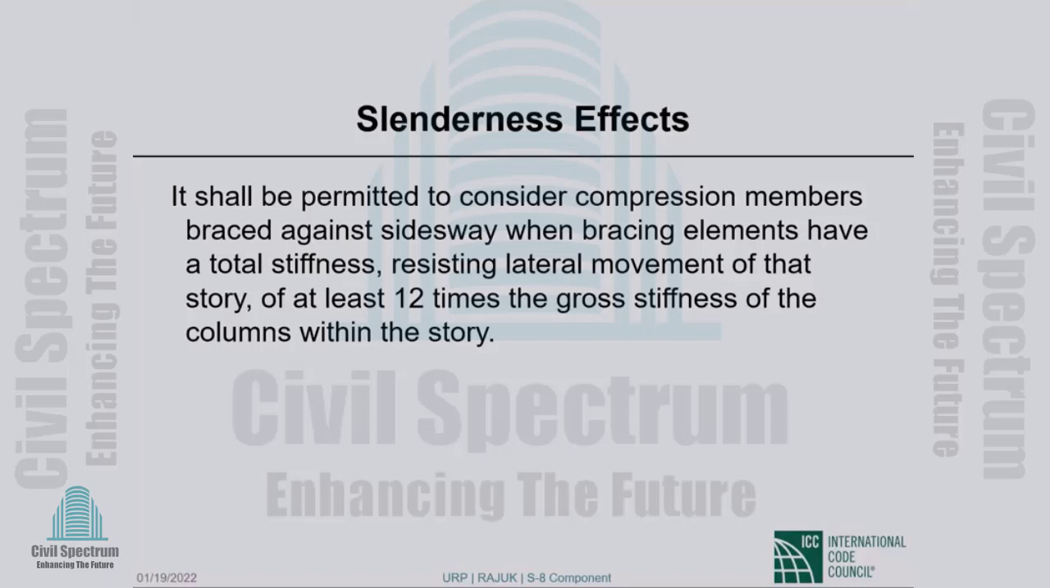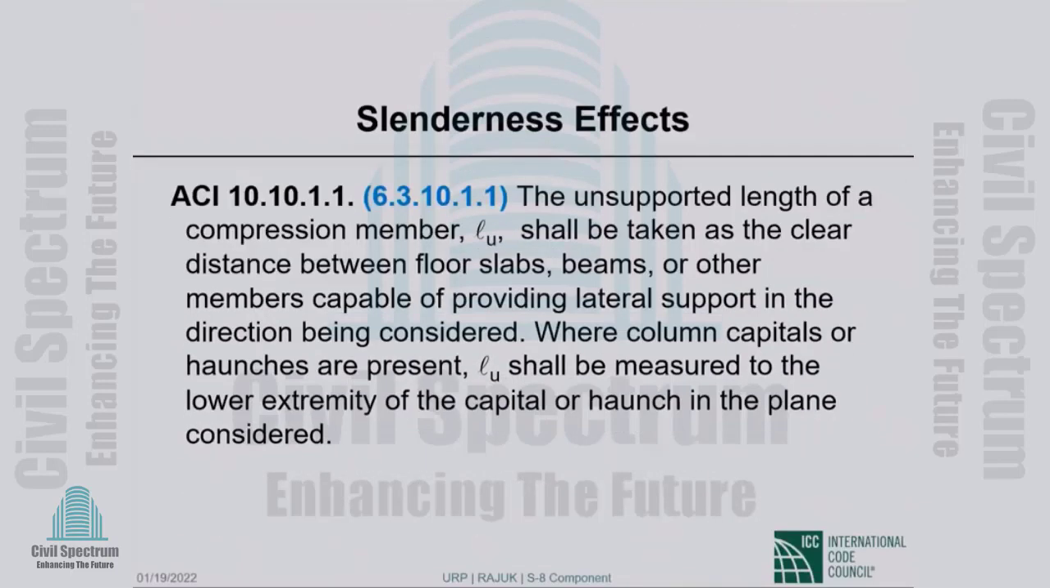The direction part is not very clear in this writing, but anyway, that kind of settles the issue of non-sway versus sway, braced versus unbraced. Okay, the unsupported length of a compression member, L sub U, shall be taken as the clear distance between floor slabs, beams, so that would be from the top of the floor to the underside of the beam, or other members capable of providing lateral support in the direction being considered.